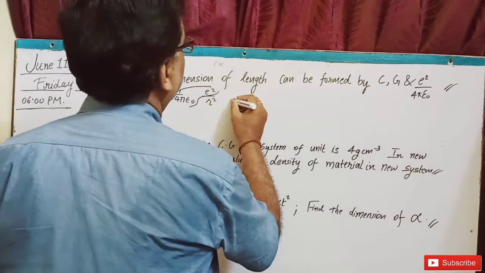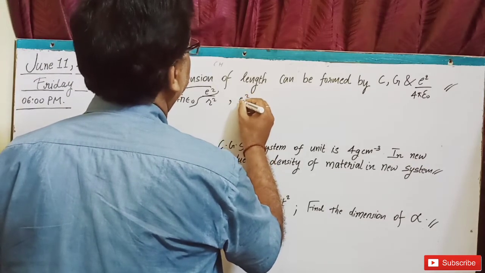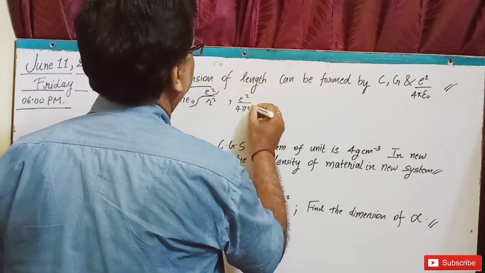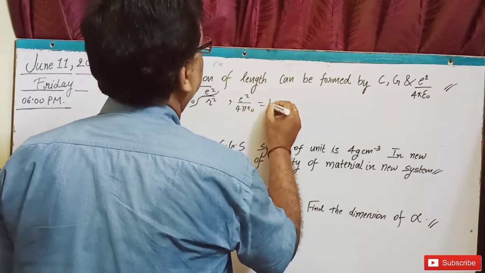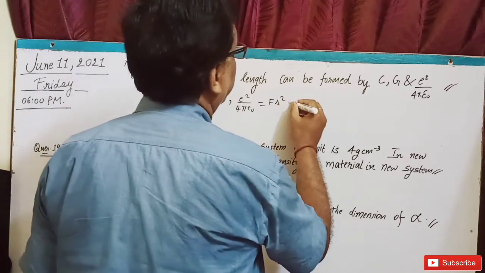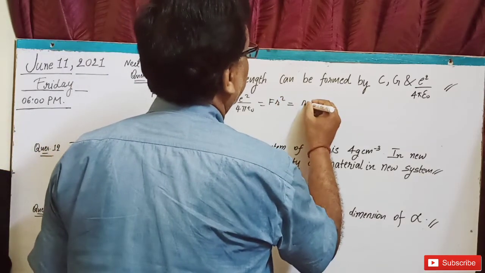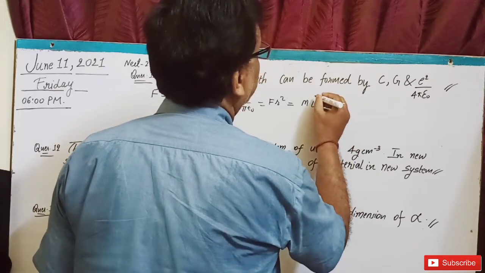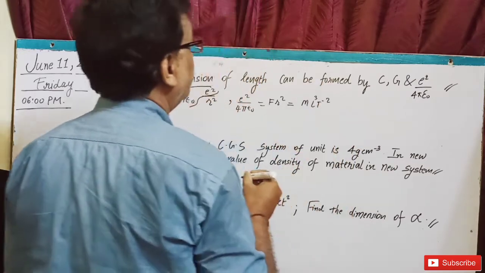Then you require this part, e square upon 4 pi epsilon naught, which is equal to F r square. And you have the dimension for it: MLT minus 2 and L square. So it becomes M L cube T minus 2.